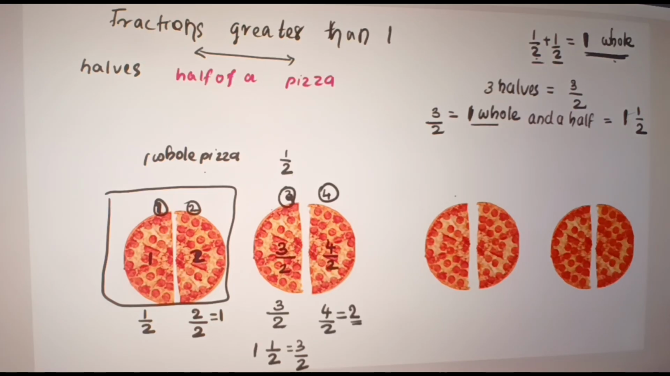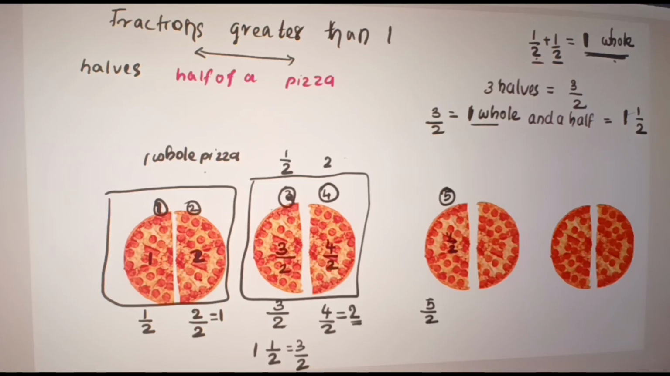Now look here. This is the fifth half. So 5 halves are there, and 5 halves means 5/2. It is made up of 2 wholes and a half, since 2 halves make 1 whole. So 5 halves means 2 wholes and a half.